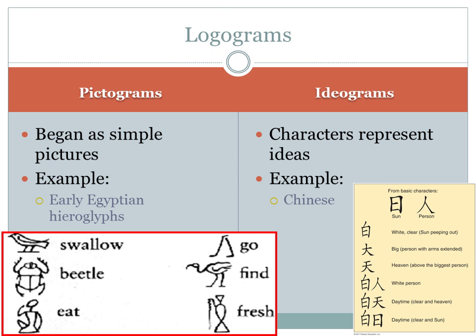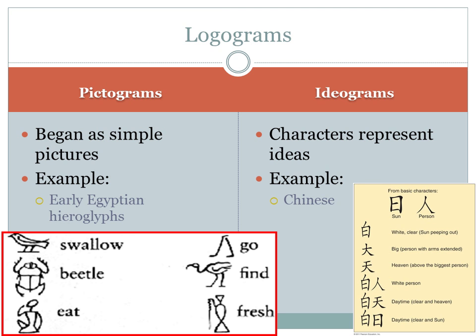So as far as logograms go, we have pictograms and ideograms. And pictograms, a really good example of that is early Egyptian hieroglyphics. And if we take a look at the image down there, each of the pictograms kind of looks like what it's supposed to represent. You look at the swallow, it's a bird. A swallow is a type of bird. You look at the beetle, it looks like a bug. So they're rather intuitive, all right?